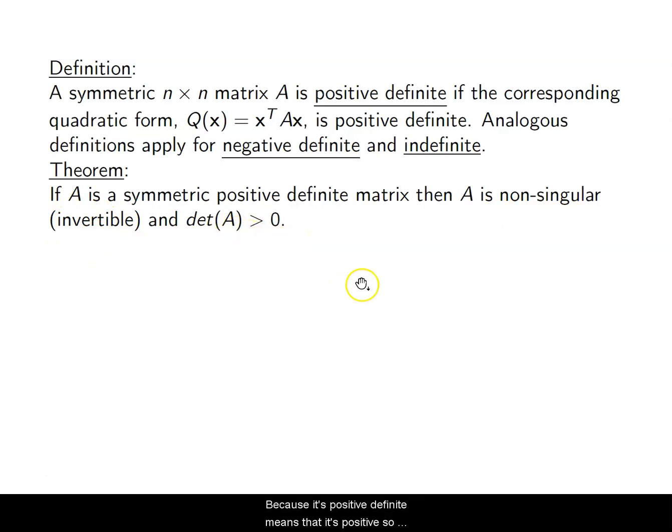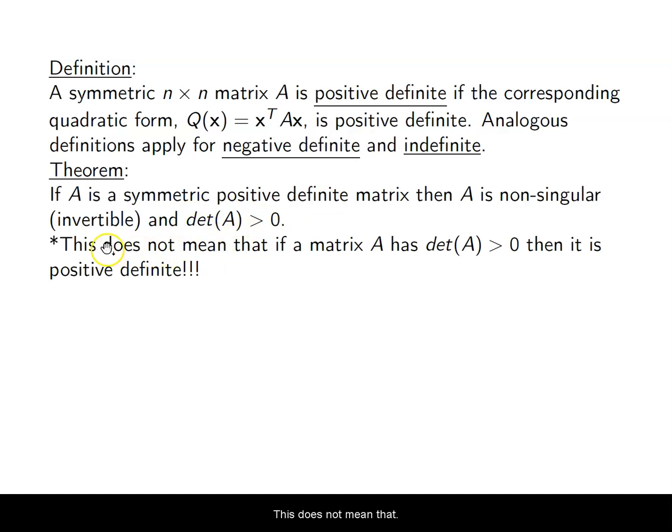Because being positive definite means that it's positive. Remember, invertible just means that the determinant is non-zero, but the positive definite portion of this theorem guarantees that the determinant is positive. This does not mean that if you check the determinant first and it's positive, then you're positive definite. The determinant being positive is a result of our matrix being positive definite. It is not a method for us to check for positive definiteness.